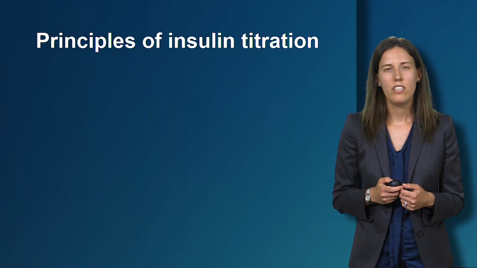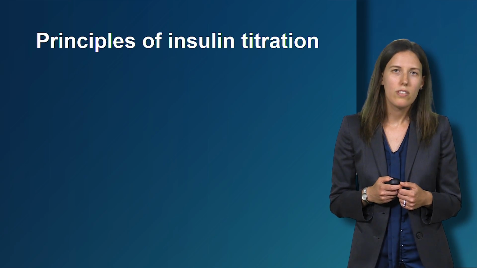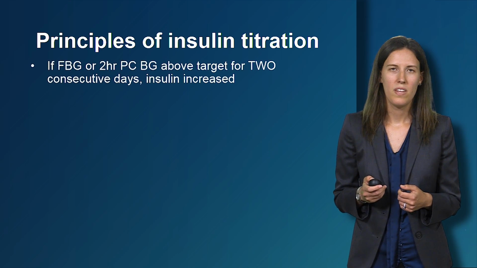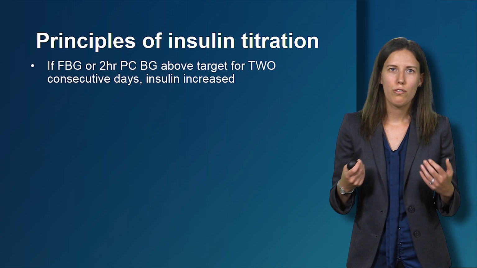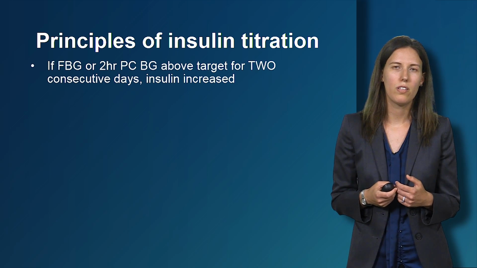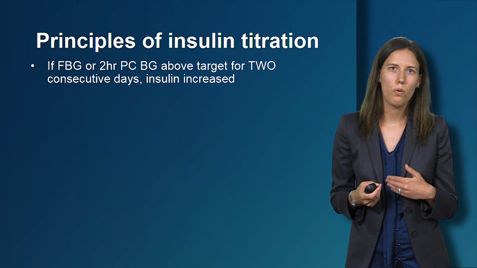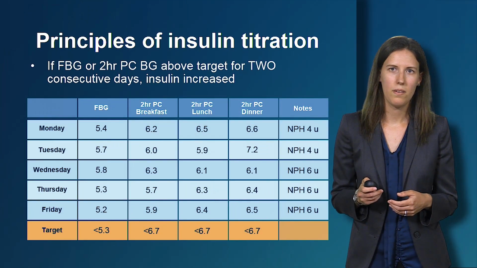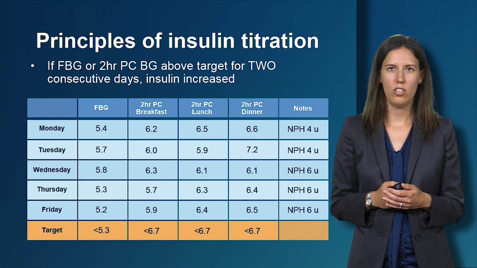Next, we're going to go through a patient logbook and talk about some of the principles of insulin titration. The principle is when there's a trend that we can see that for more than one day there is a blood sugar that's above target, that's a trigger for us to know that the insulin needs to be increased. So here is an example patient logbook.